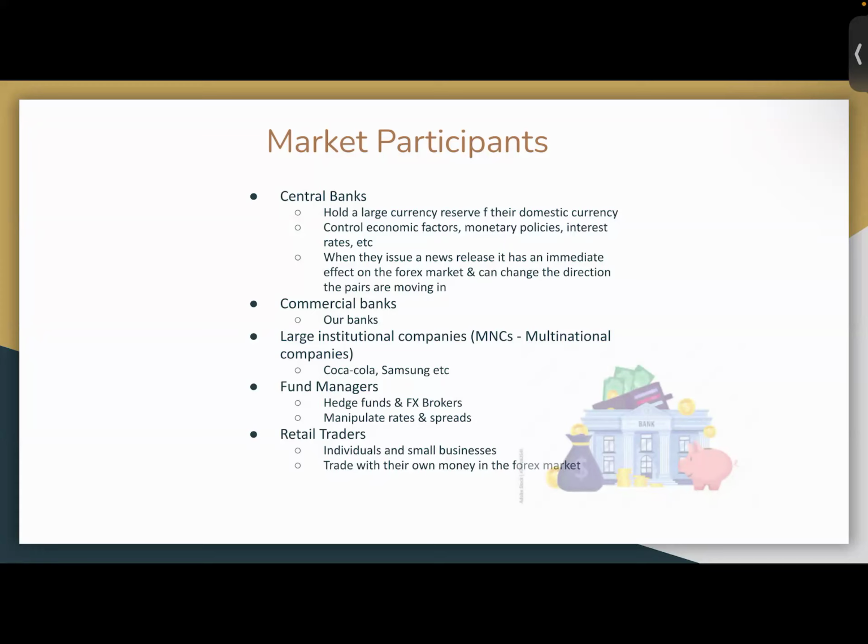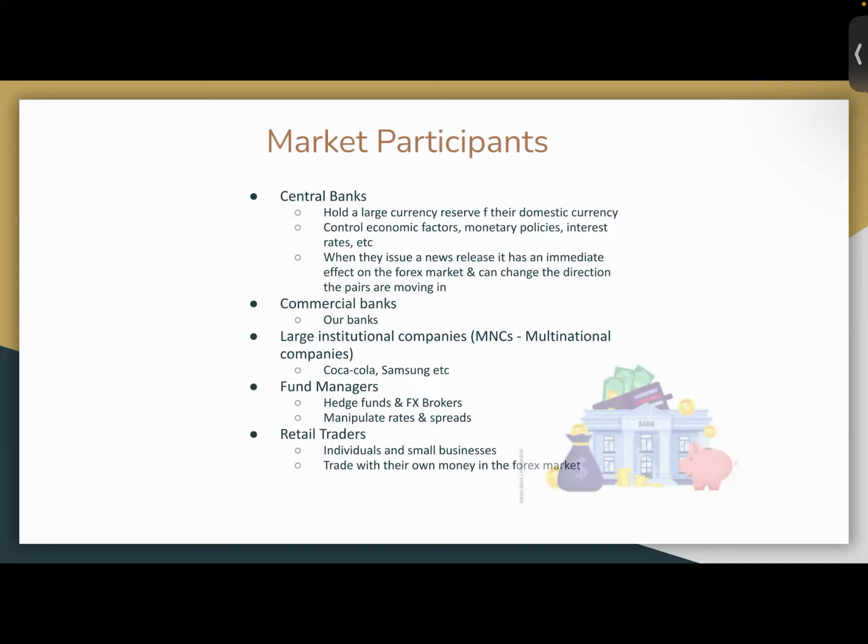Large institutional companies are your multinational companies, so your Coca-Cola or Samsung, what's written there. You could also think of Apple. You can think of 7-Up, whatever it is. It's a company that is renowned nationally. It's not your small little companies, like your local shop or anything like that. It's just a big company with a lot of money.